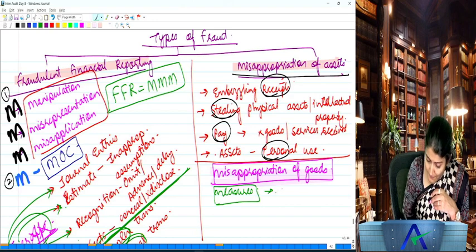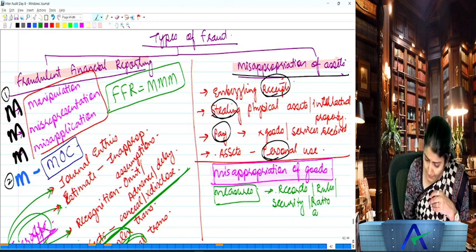So what could be the measures? One, there should be records. Second, there should be rules. Third, there should be security arrangements. And last, they should also do ratio analysis.